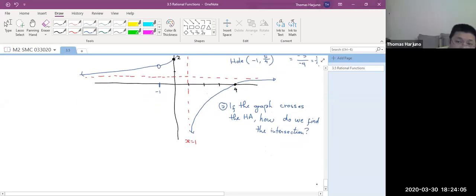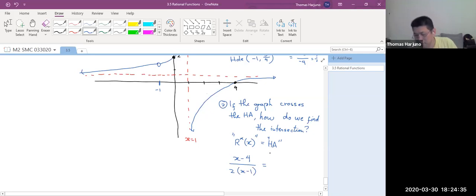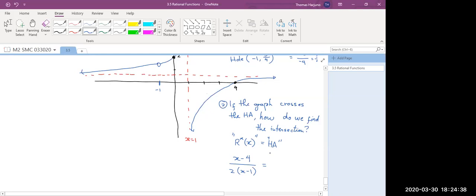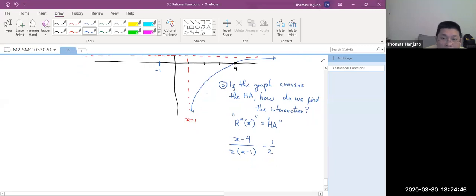Now, the way is the following. We will set the function R(x), or maybe R star of x, equal to the horizontal asymptote, and then we solve for x. Now, the simplified version here is x minus 4 over 2 times x minus 1. And what is the horizontal asymptote again? y is equal to 1/2. So I replace this, the horizontal asymptote becomes y equals 1/2. Then I will try to solve this.